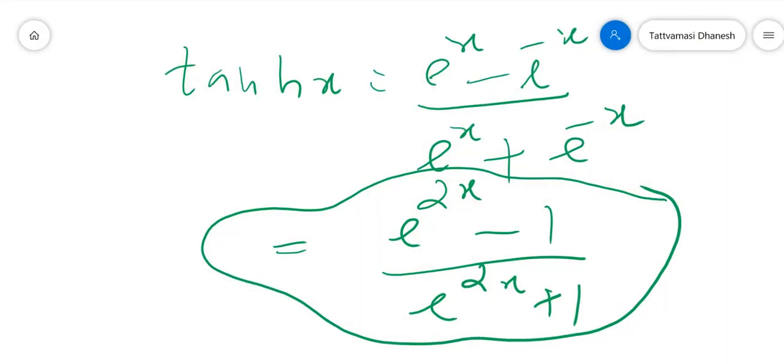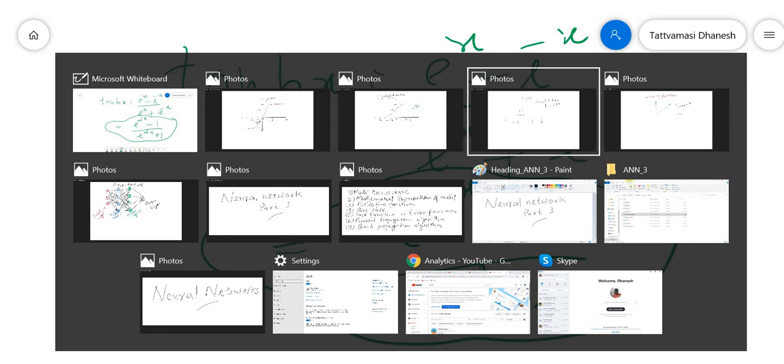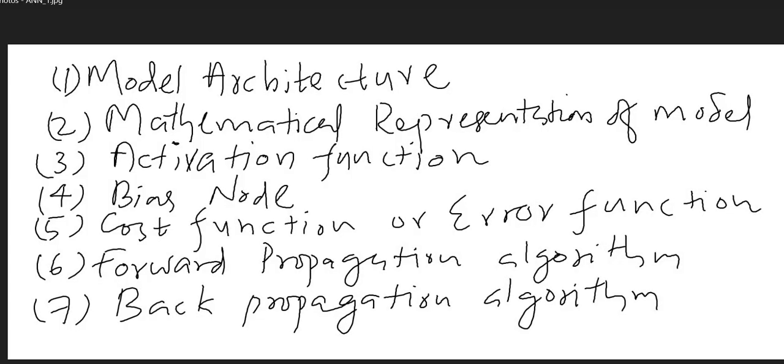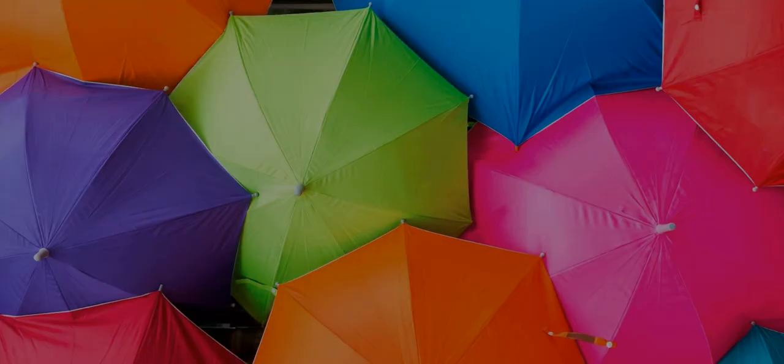Now, the next thing we need to discuss. If you see the topics under neural networks, these are all the topics I am planning to cover. In the first video we covered the model architecture. In the second video we covered the mathematical interpretation of the model, and in this video we covered activation functions, and I am going to discuss the bias node as well. So let us come to the bias node.